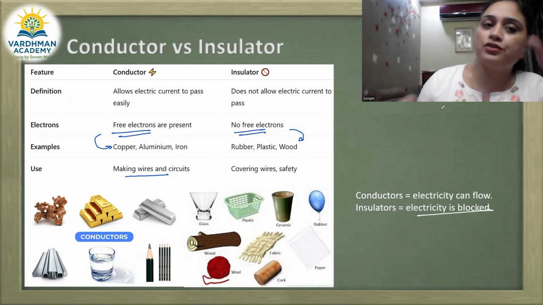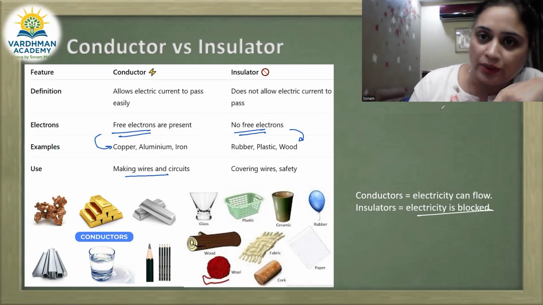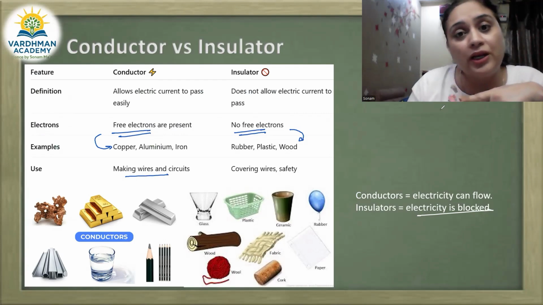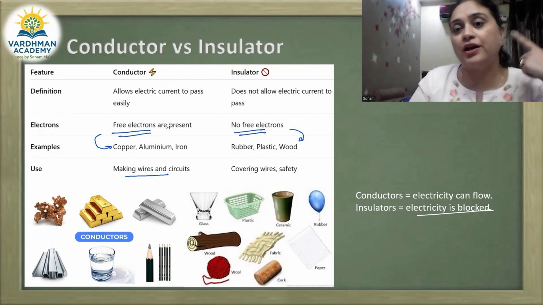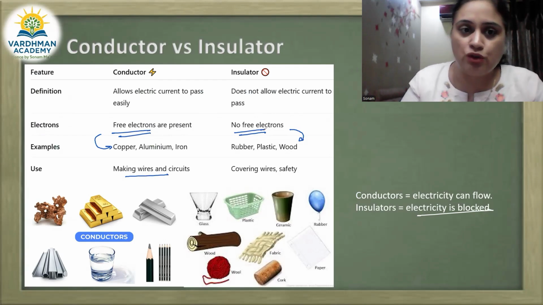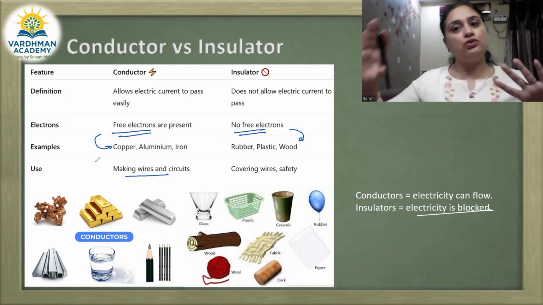So clearly you have understood now that conductors allow the electric current to pass through them easily, whereas insulators do not allow the electric current to pass through. Free electrons are present in conductors, whereas no free electrons are present in insulators. When you're talking of examples, we have given you why certain materials are conductors and certain are insulators.